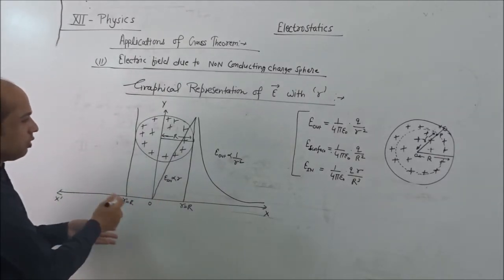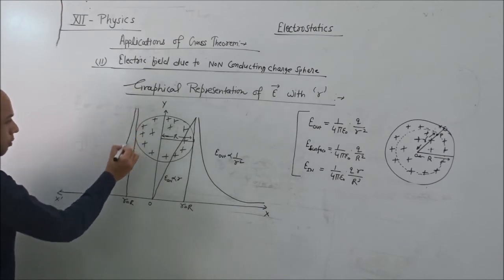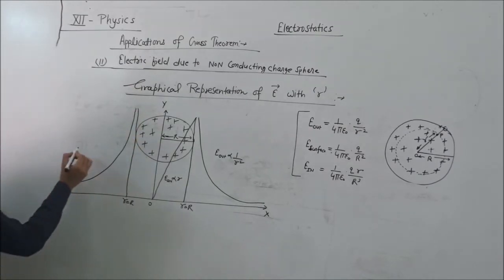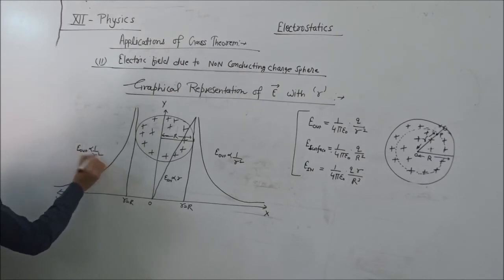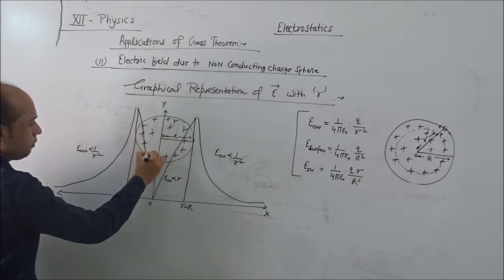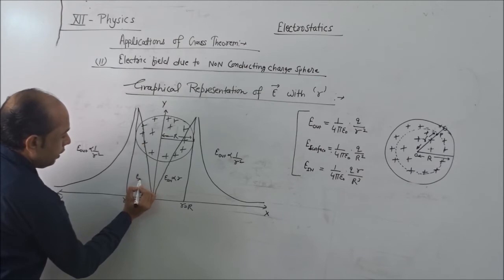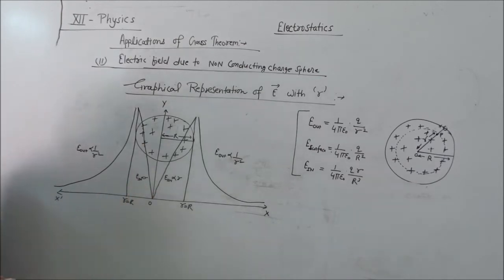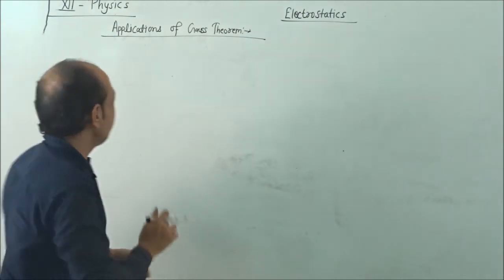Now the same variation is plotted against the x dash axis because of the symmetric shape. So E outside goes as 1 upon r square, and again for inside, E inside is directly proportional to r. Next we come to the third application of Gauss theorem.